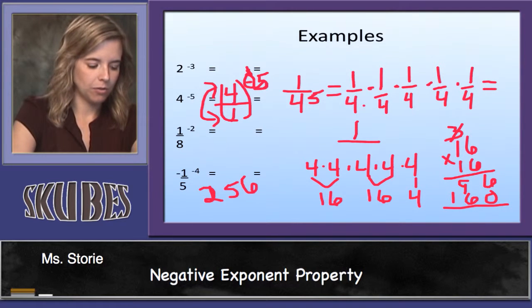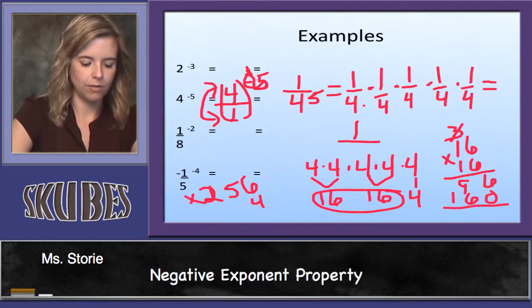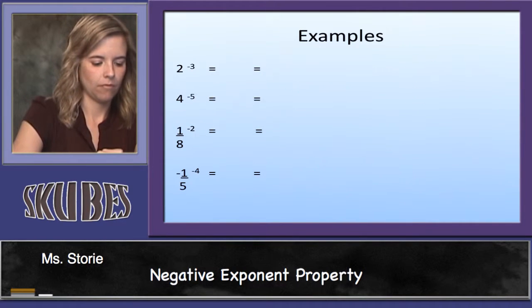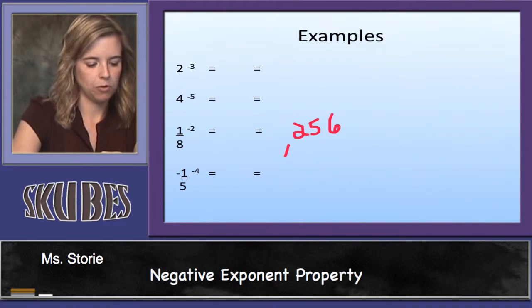So when we do that, we're going to end up with 256, and then we still have to multiply it one more time, because we took these two. Now we have to multiply it by that 4. So let's take 256 times 4. 256 and multiply it by 4.